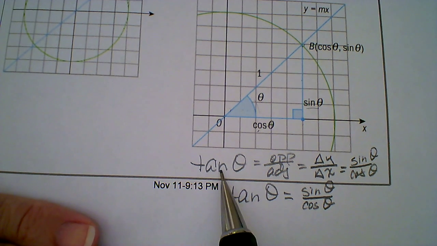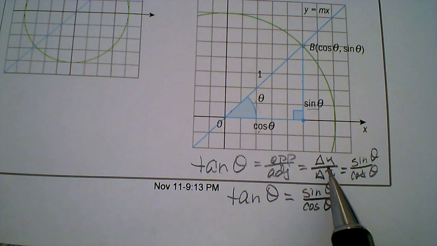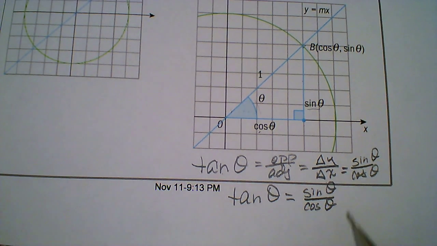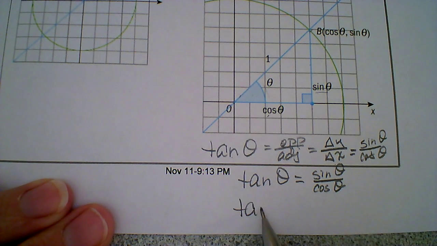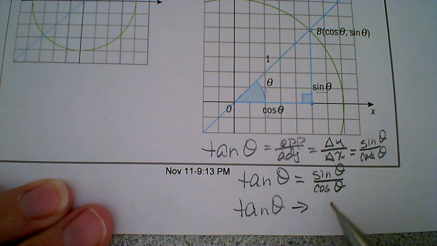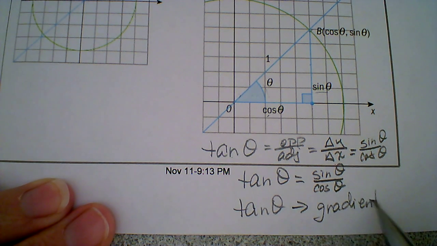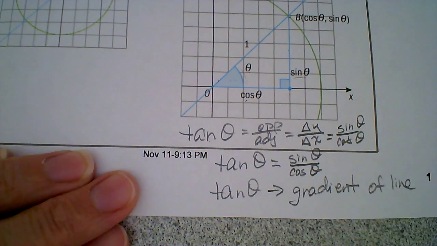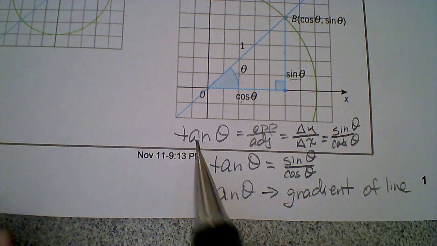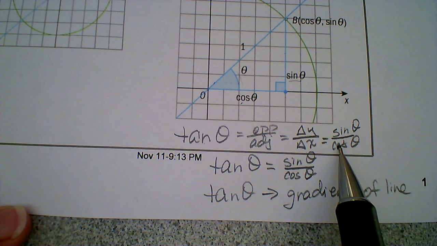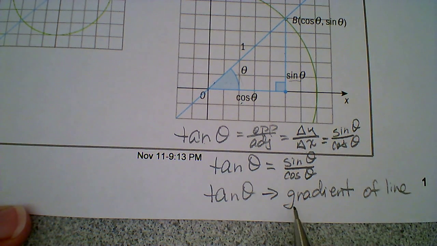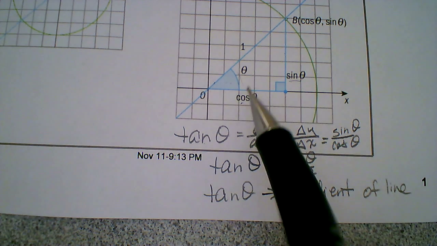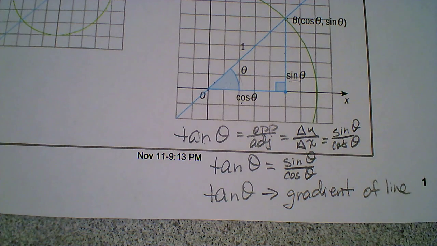We can also state that the tangent of theta, if it's equal to the rise over the run, then we can also say that the tangent of theta is the slope or the gradient of the line. Okay, so tangent of theta is equal to the sine of theta over the cosine of theta, and the tangent of theta is the gradient of the line that intersects the unit circle with the degree measure of theta.